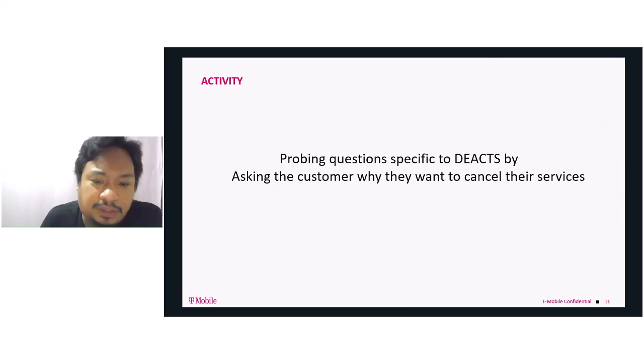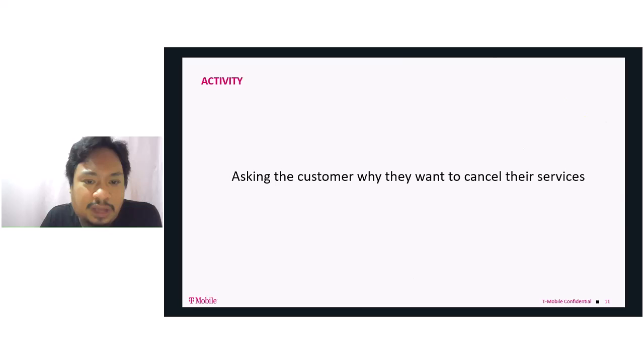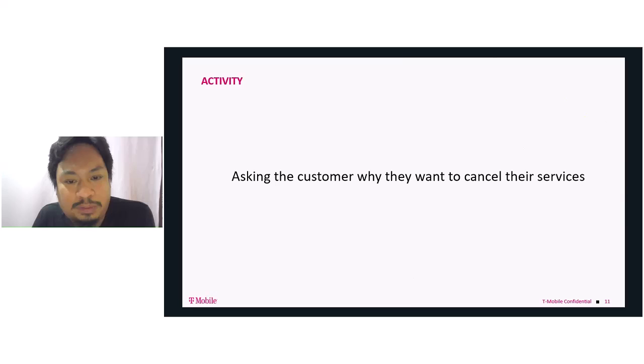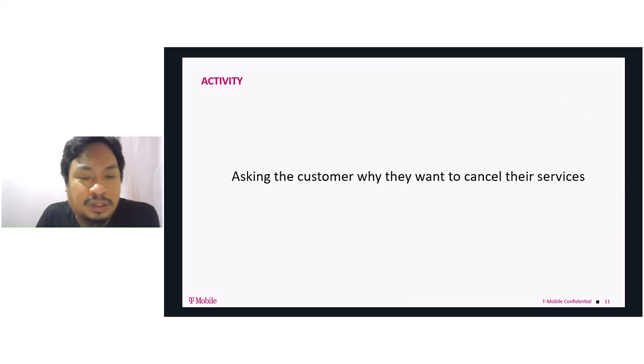How can we simplify this further? We could just put this one: ask customers why they want to cancel their service. I mean, you will not ask the customer if they want to cancel the service if they're not asking to cancel it, right? So, asking the customer why they want to cancel the service. Simple lang. Kasi siguro itong expert na ito, pag may nagsabing cancel, cancel lang kaagad. So, this first part is not really necessary.